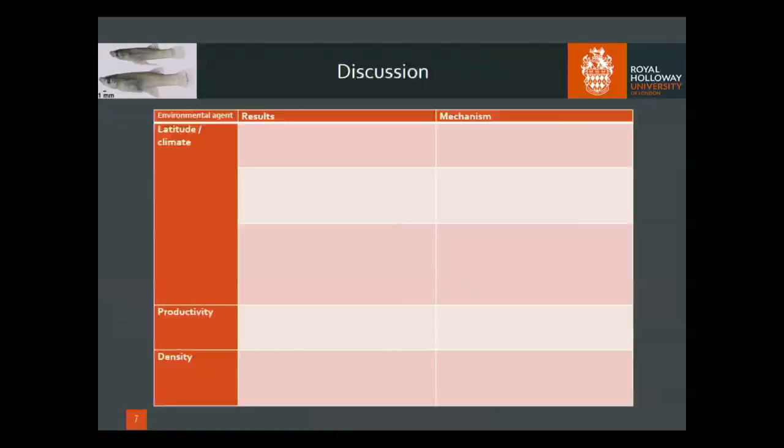So what does this all mean? Hopefully, I can walk you through this. The first question was about Bergmann's rule, and we actually find clear support that these fish conform to Bergmann's rule. They become larger at higher latitudes. But we were basically able to show that, at least for these fish and the variables we measured, this seems to be more a result of colder, more variable climates in the north.